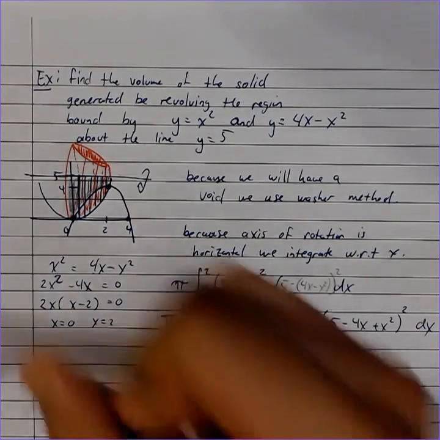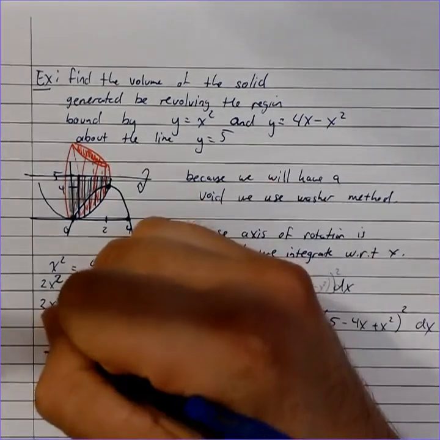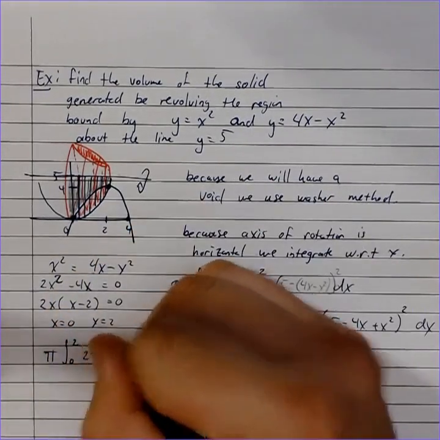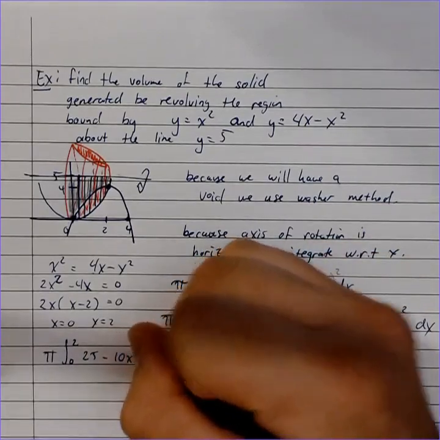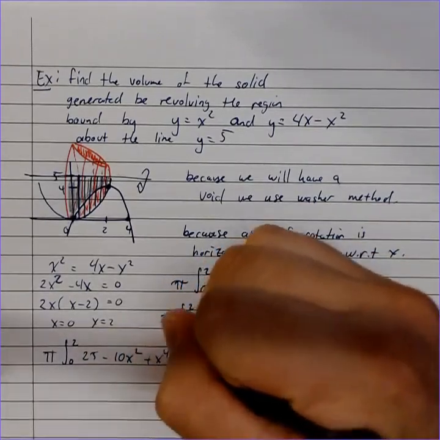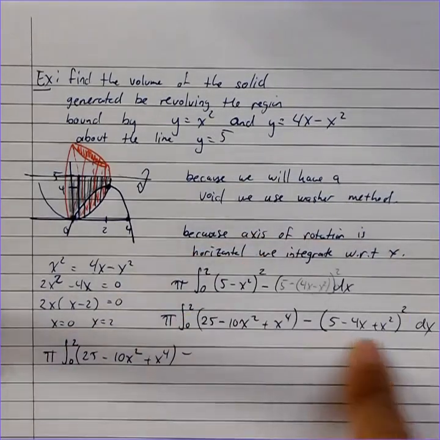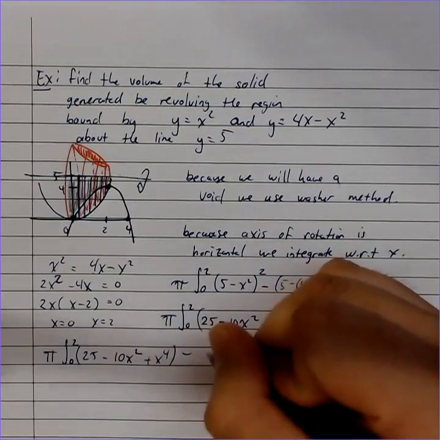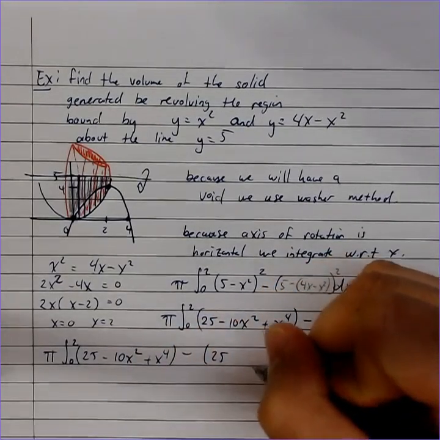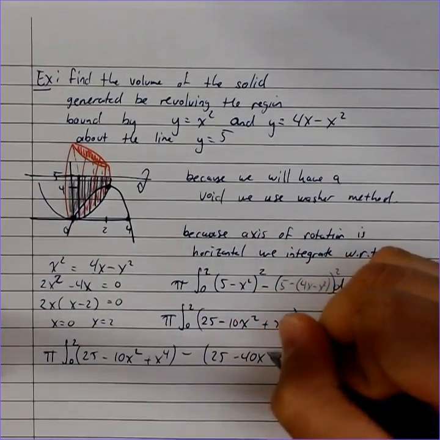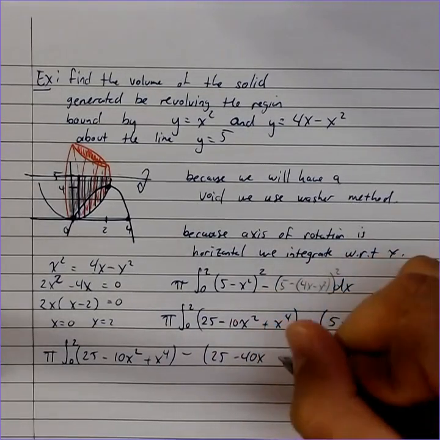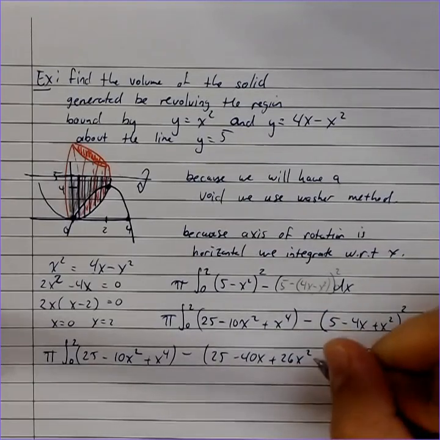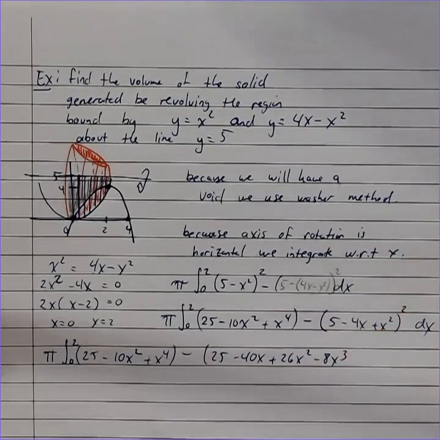And that is going to give us pi, integral from 0 to 2 of, and here I'm just rewriting that part, 25 minus 10x squared plus x to the 4th, minus this times itself. Oh, let's see, that's going to give us 25 minus 40x plus 26x squared minus 8x to the third plus x to the fourth.